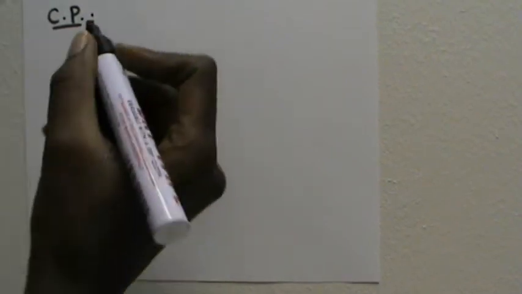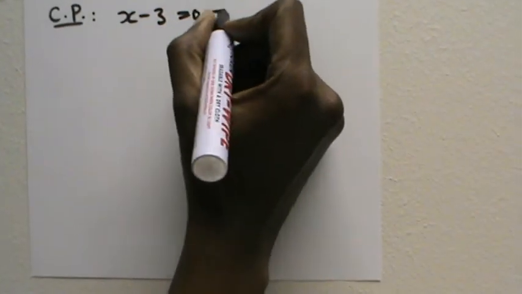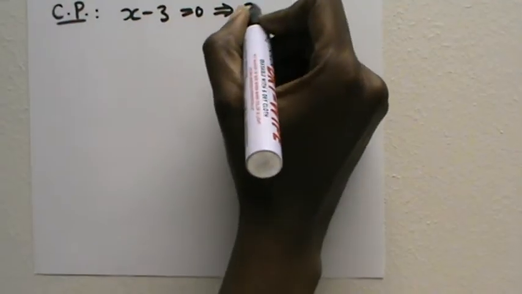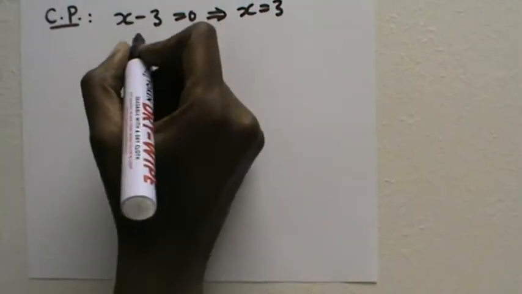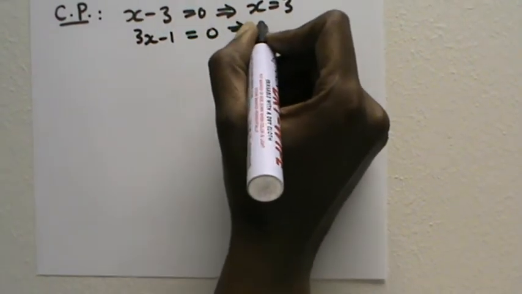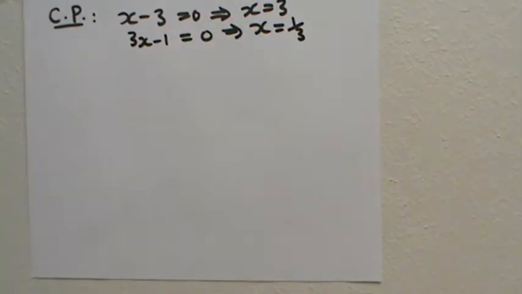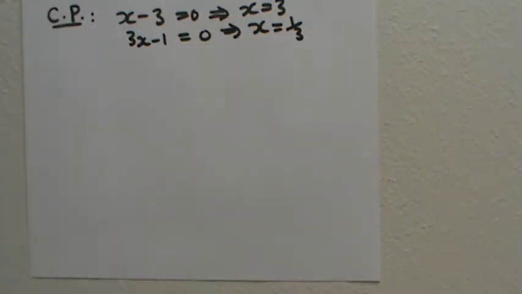Okay, now the critical points are the points that make your factors equal to 0. So my first factor, my first bracket, was x minus 3, so I equate it to 0 and then I solve it. This means x is equal to 3. The second one, 3x minus 1 is equal to 0. This means that x is equal to 1 over 3. So my two critical points are x is equal to 3 and x is equal to 1/3.